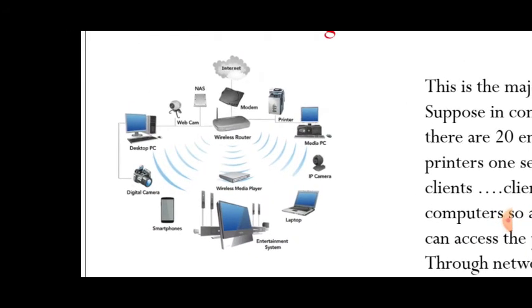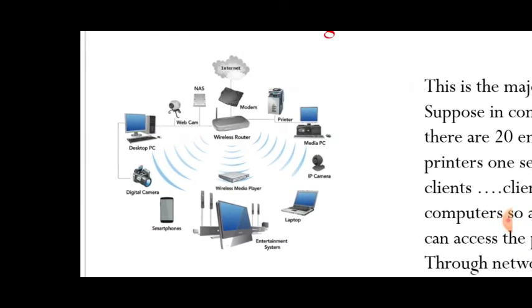You can see the image here. This is the internet modem and wireless router. Next, it is connected to a printer, media PC, IP camera, laptop, then system, smartphone, digital computer and desktop PC. So all these are interconnected there.